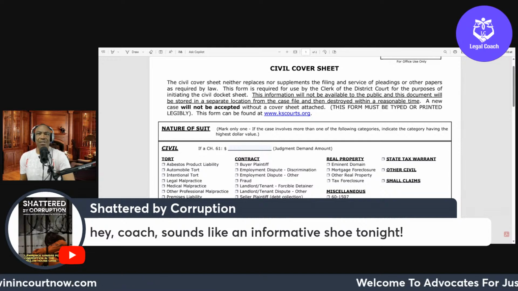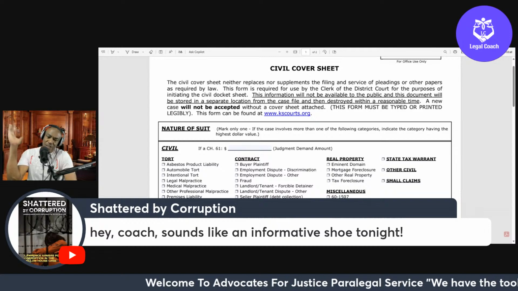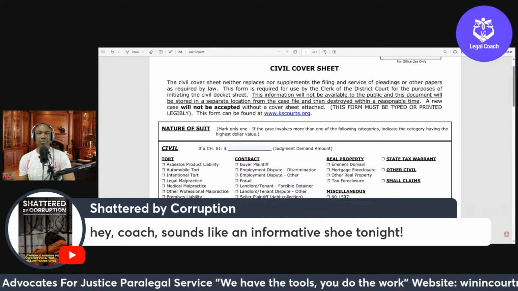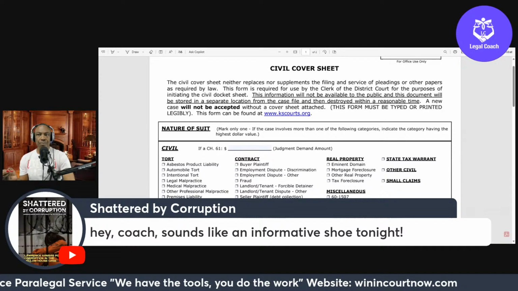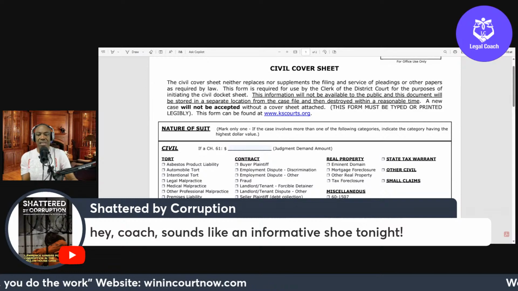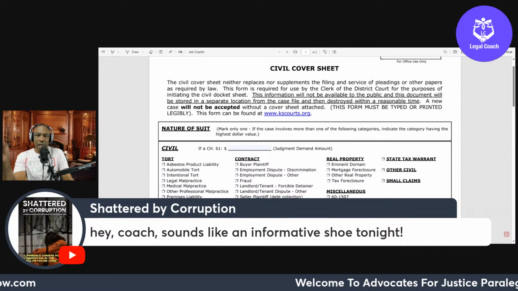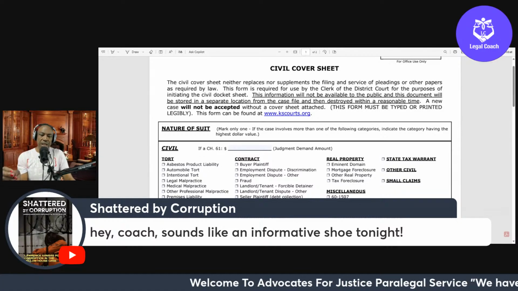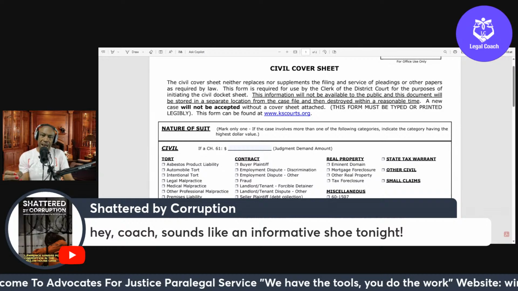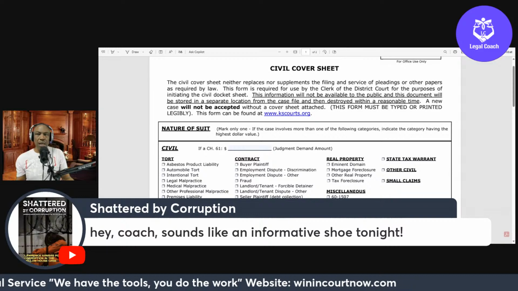So the civil cover sheet, it says right here at the top. Now, before we get started, the idea here is to learn what you need to know to look at this and be able to tell what you need to do. That's the idea behind our program here: to learn what you need to know at the gate. Once you get past the gate, then you should be doing some things.